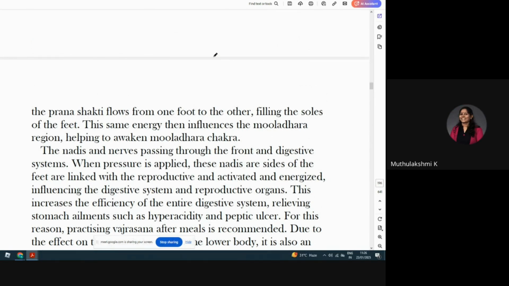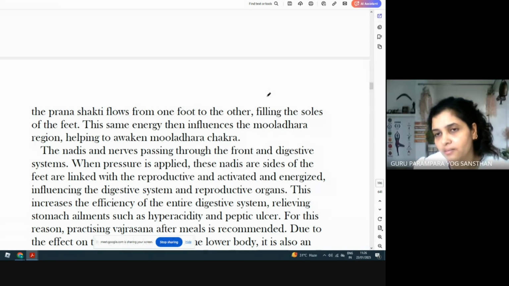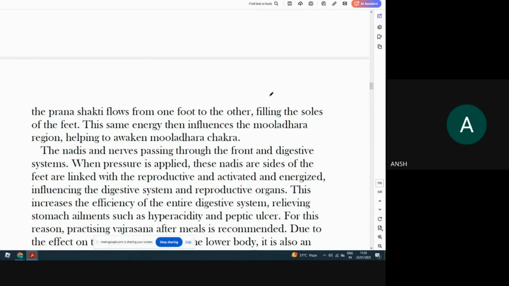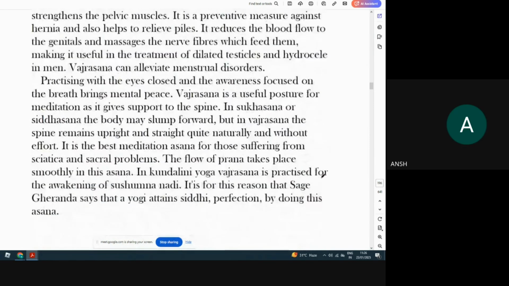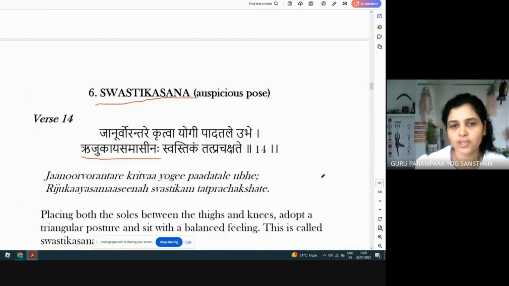Ma'am, is this the same word as in Hatha Pradipika, right? Yes, same. Rijukaya Samasthiti. So you just underline this word and remember Rijukaya Samasthiti.